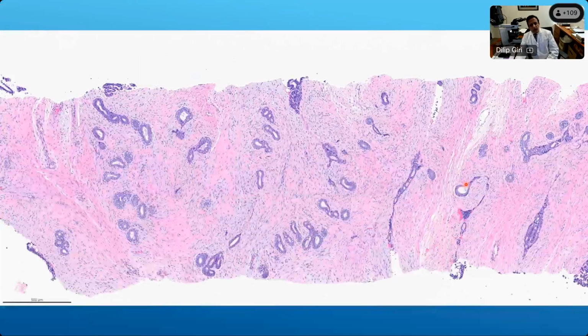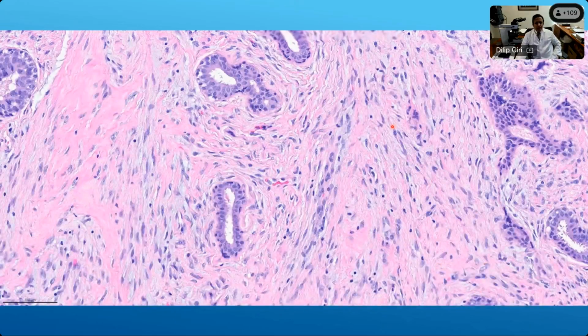So again, on higher power, this looks quite bland. The stromal cells are spindly or fusiform, and the ductal elements themselves are unremarkable. Even at higher power, totally bland spindle cells, no mitotic activity at least visible in this field. Also, the ductal epithelium looks very benign. And we also saw that wherever there was an edge to the lesion in the core, it was circumscribed.